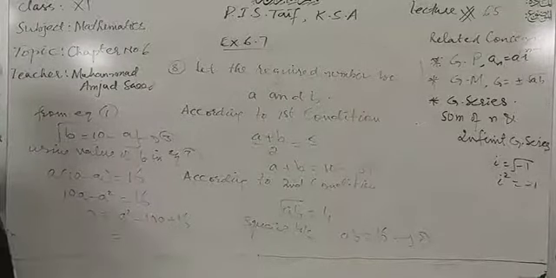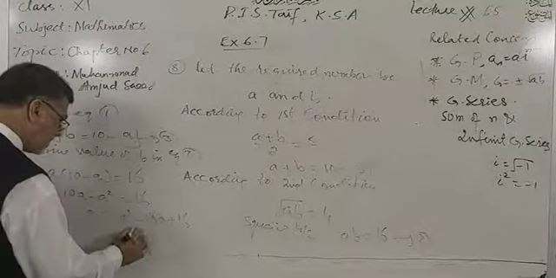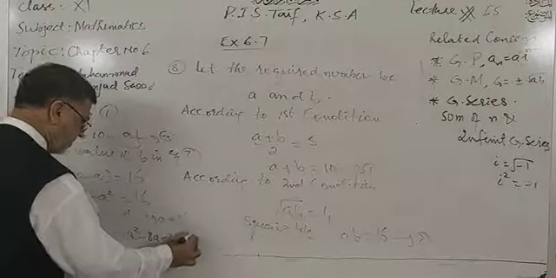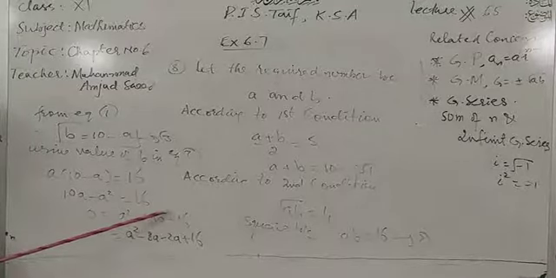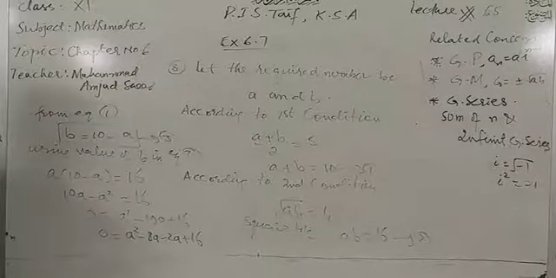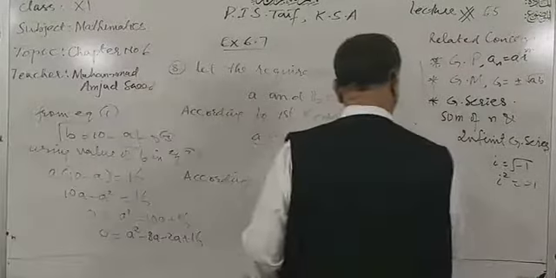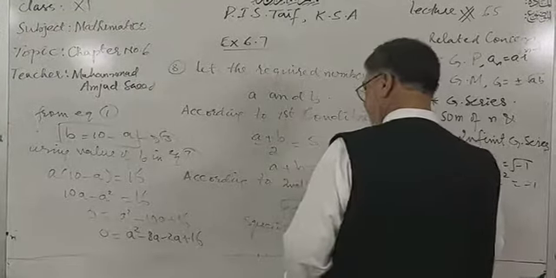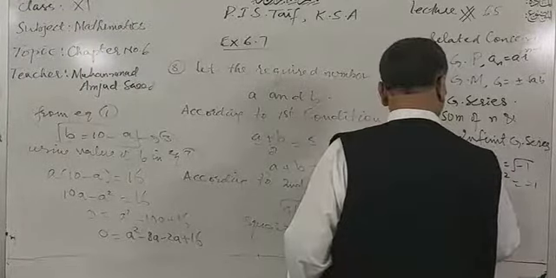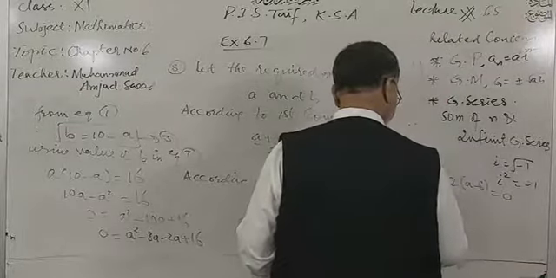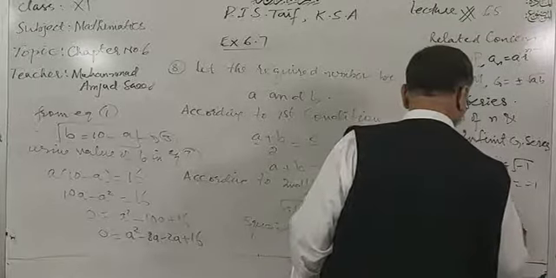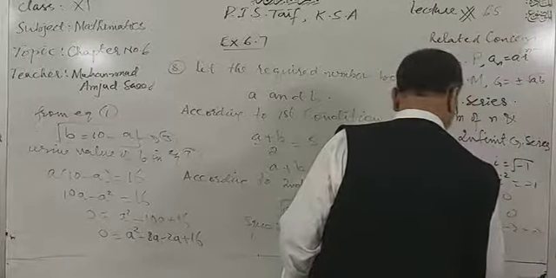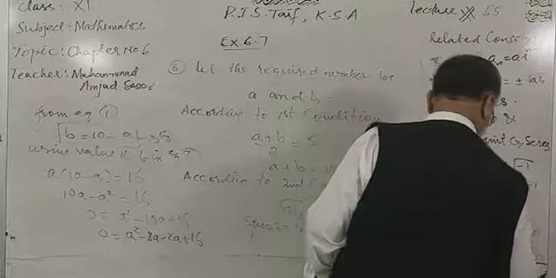What will be that? A^2 minus 8A minus 2A plus 16. 8 times 2 is 16 with positive sign, and adding them gives minus 10. Now we have A common: A(A minus 8) minus 2(A minus 8) is equal to 0. (A minus 8)(A minus 2) is equal to 0. A minus 8 is 0 and A minus 2 is 0. A is equal to 8 and A is equal to 2.